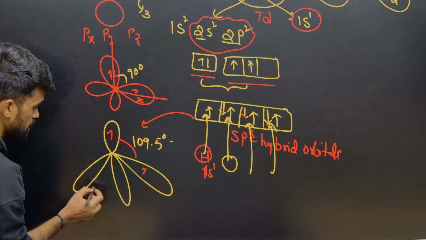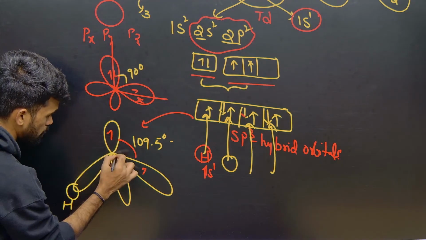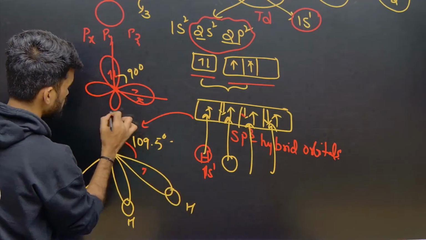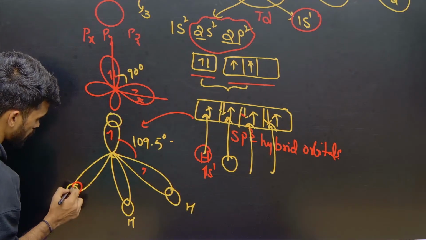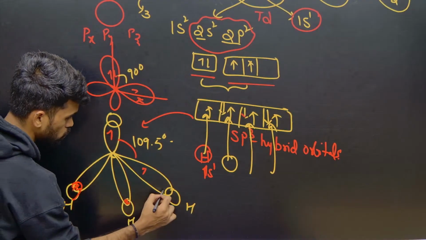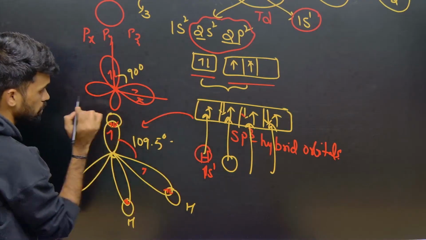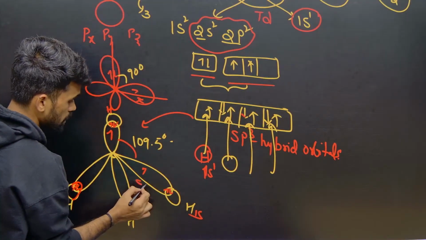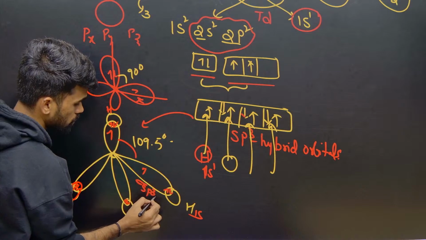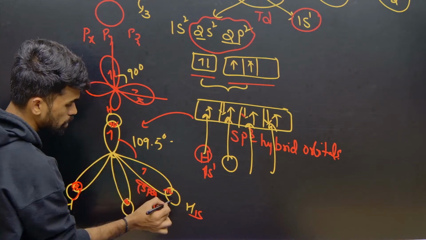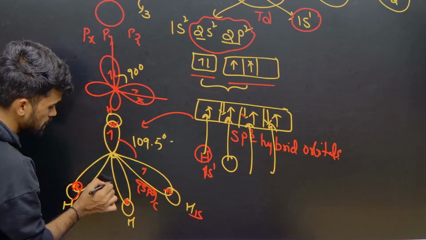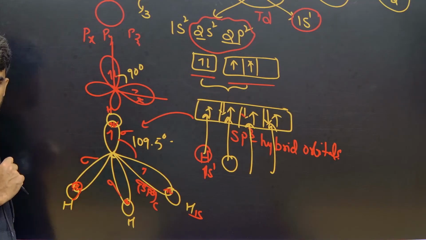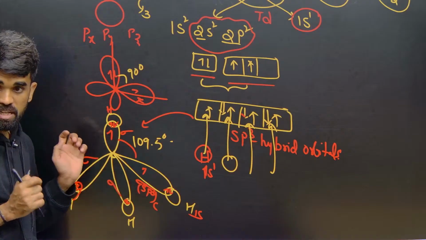Now see, this is the carbon atom's hybrid orbitals, and these are the hydrogen atoms like this. Now each of these hybrid orbitals contains 2 electrons like this. These are the 1s orbitals of hydrogen, and these are the sp3 orbitals of carbon. So a single bond is formed, that is called sigma. So how many sigma bonds? 4 sigma bonds are formed here with sp3 hybridization.